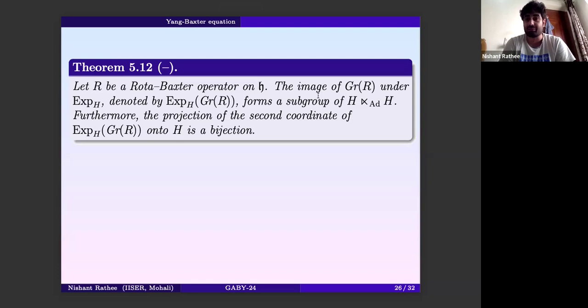So it turns out that if you have a graph of a Rota-Baxter operator over a Lie algebra, and you transfer this under the exponential map, then this forms a subgroup of this semi-direct product Lie group, such that the projection of the second coordinate onto H is a bijection. So that's what we have required. We have already shown that these kinds of subgroups are in one-to-one correspondence with the Rota-Baxter operators. And in this case, this happened because the exponential map is already a bijection.